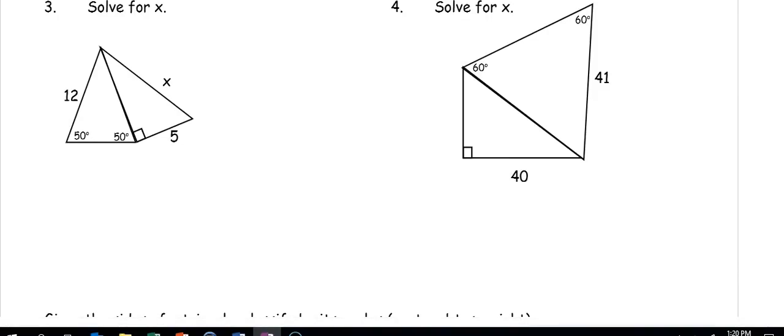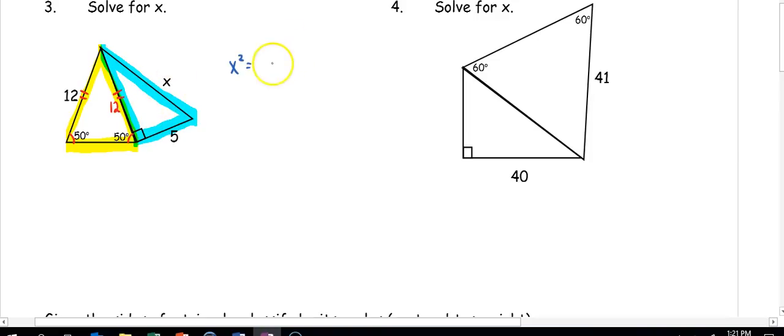Number 3. Now, the triangle on the left has two angles that are 50 degrees. So if we have two congruent angles, this is going to be an isosceles triangle, which means these two legs are going to be congruent. So if one was 12, the other side's 12. So now I can take my other triangle, that's a right triangle, and do Pythagorean theorem to solve for x. So I would have x squared, because it's across from the right angle, equals 12 squared plus 5 squared. 12 squared plus 5 squared is 169. Take the square root, so we get x is 13.